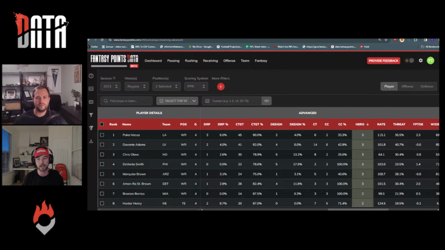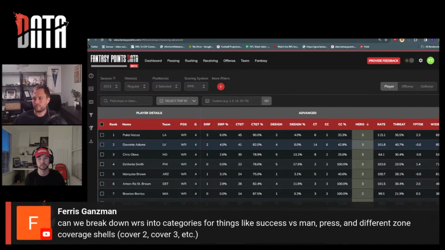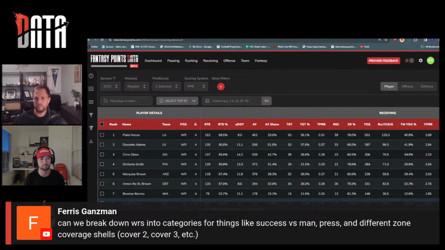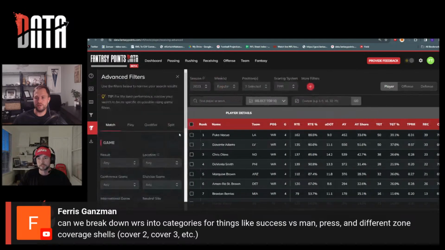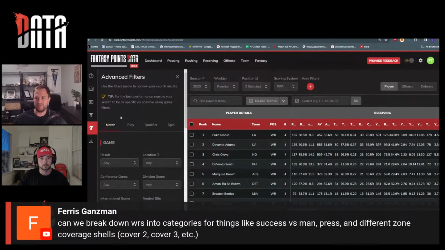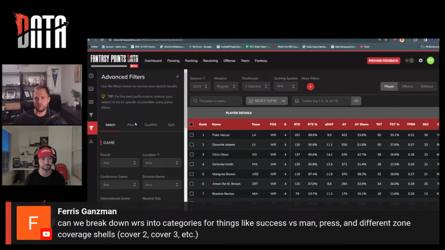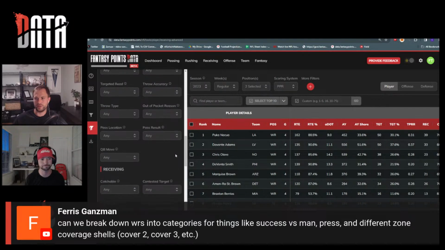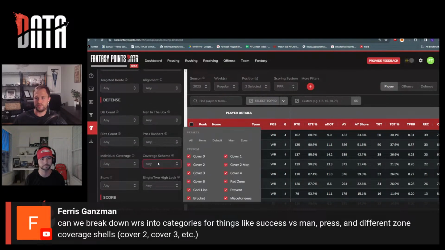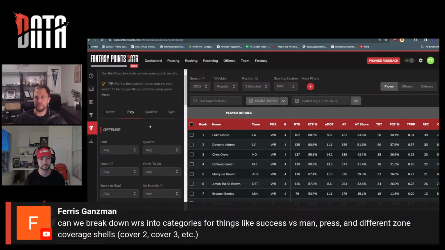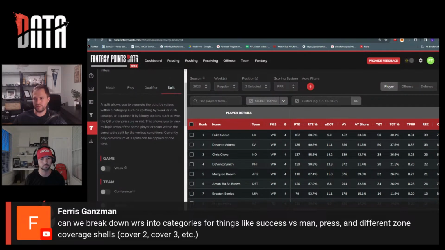We got another question here asking about breaking wide receivers down into categories for things like stats versus man coverage, press coverage, zone coverage, etc. Chris, what's the best way to do that within the data tool? So if you want to be more general and do man versus zone, basically the same thing that we were looking at for defenses, you could do for players, and just go down here and do a coverage scheme. If we want to be more granular, I could show you guys how the split feature works.